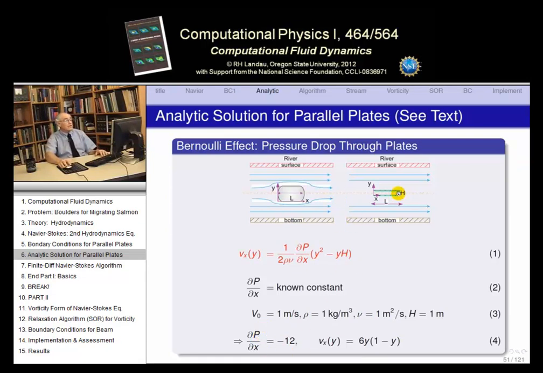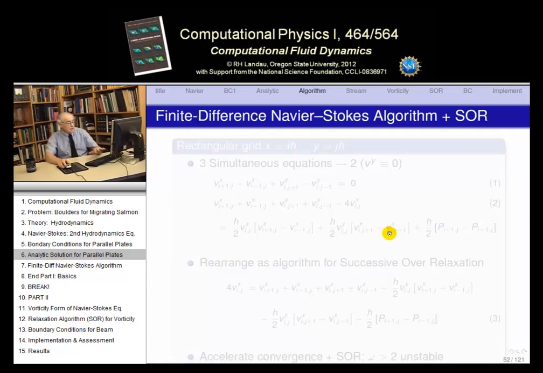It's again this Bernoulli effect, lower pressure behind as you move downstream, and that's of course good for the fish, and then we have the velocity dependence on y, which, velocity increasing as you go to larger y values. So that's the analytic solution. Let's look at how we solve this numerically.